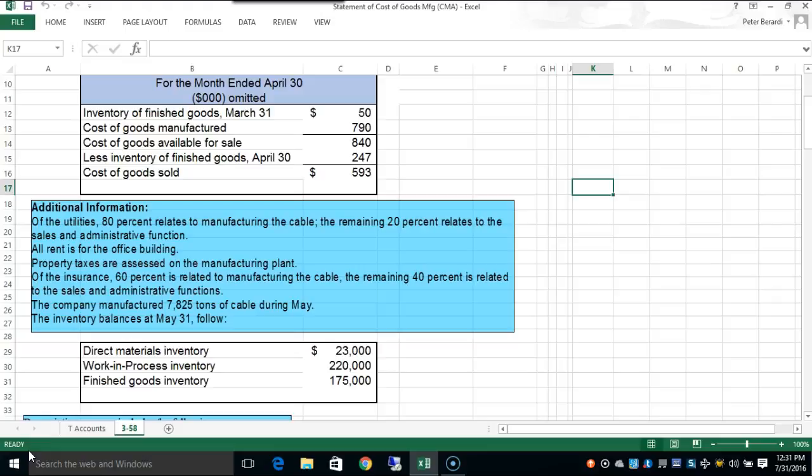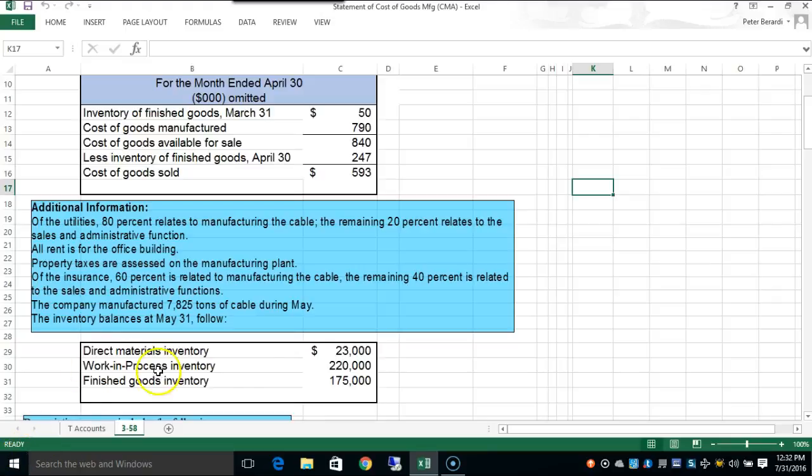Property taxes are assessed on the manufacturing plant, which means property taxes will be considered manufacturing overhead, and that will appear on the statement of cost of goods manufactured. Of the insurance, 60% is related to manufacturing, 40% is for sales and admin functions. So again, we're going to take the insurance number, take 60% of that, include that as manufacturing overhead in our statement of cost of goods manufactured. We're going to take 40% of the insurance and allocate that to the sales and admin section of the income statement.